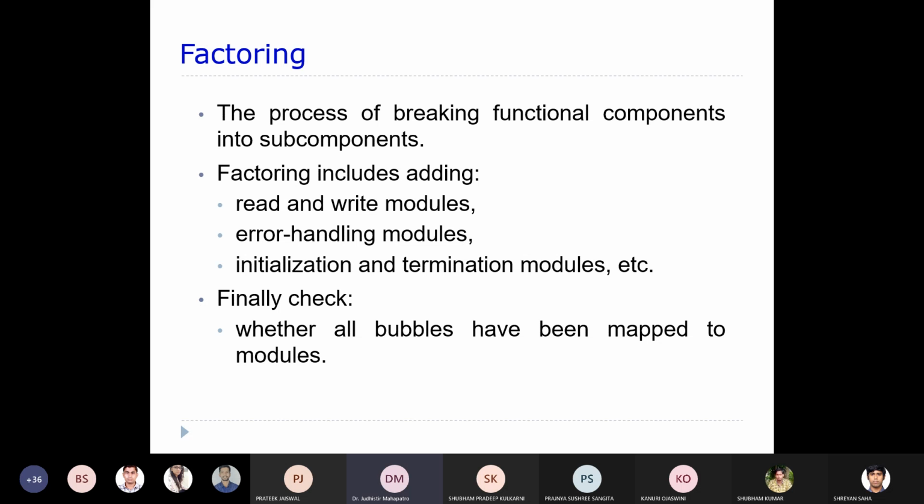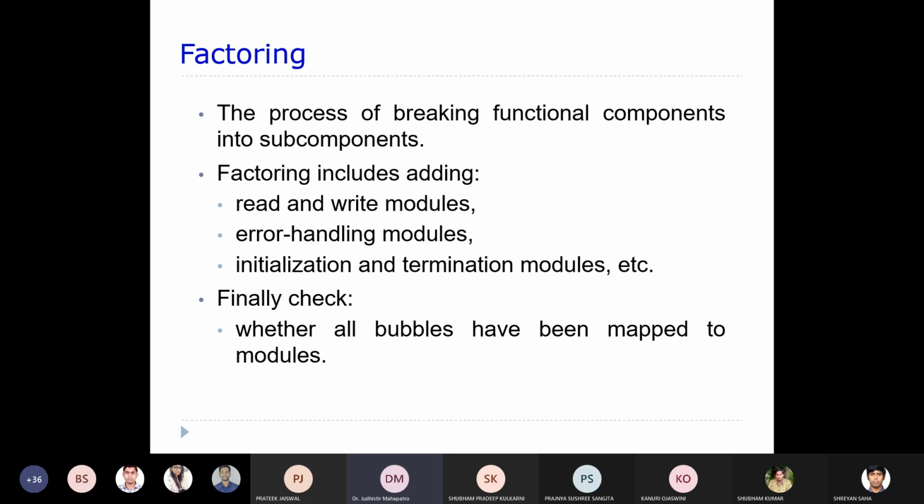So usually, as I told you, there is a very important concept of factoring. Factoring is nothing but the process of breaking the functional components into subcomponents. So you will be dividing some of these modules which involve reading and writing, and those can be called read and write modules, okay?